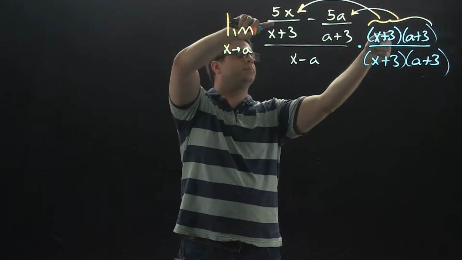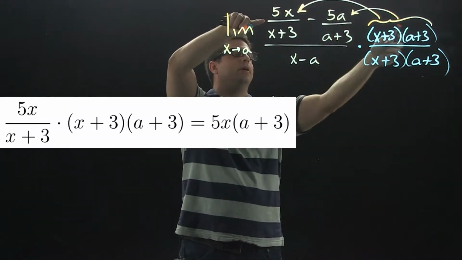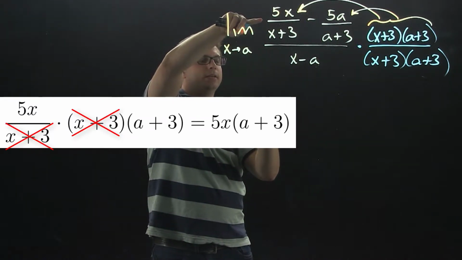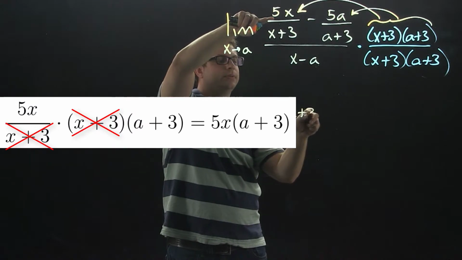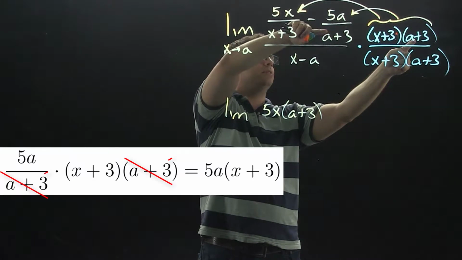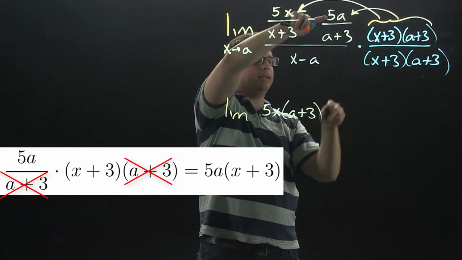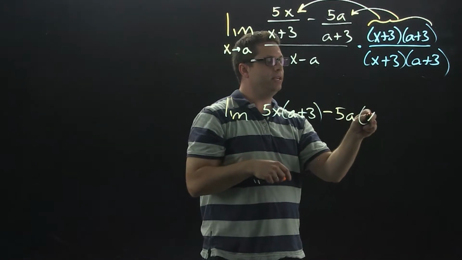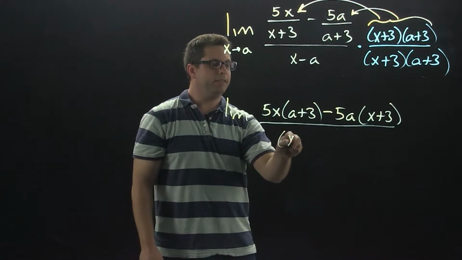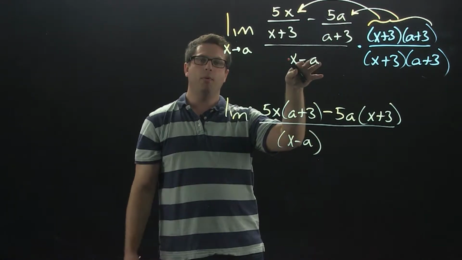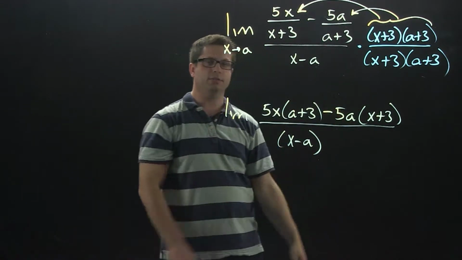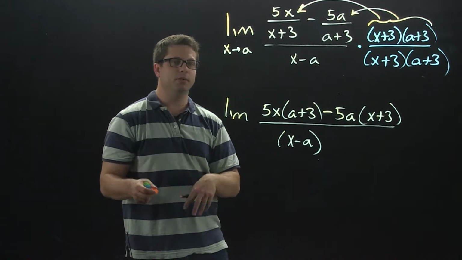So what's left when I multiply this common denominator onto this fraction? Well, the x plus 3's are going to cancel, and it's going to be 5x with the a plus 3 left over. And then when you multiply these two onto here, the a plus 3's will cancel, but the x plus 3 will stay, and so we're going to get minus 5a with the x plus 3. On the bottom, we're going to leave the x minus a alone. The whole point is to get rid of the x minus a. If I distribute it into these factors as well, I'm going to lose the x minus a, and that's going to be a little bit more work for me later.